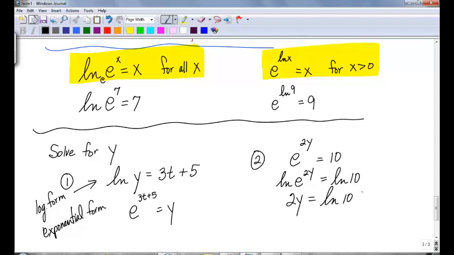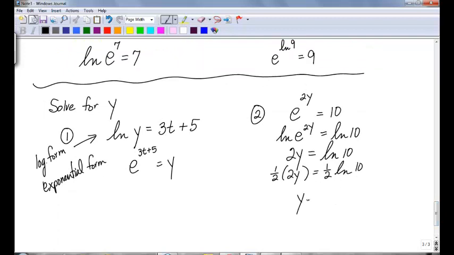Divide by 2 or multiply by a half. This is probably easier for you to understand if I multiply by a half. It's going to look like this, and you're going to get y equals, third law of logarithms, this goes back up here. So it's the natural log of 10 to the half power. What's anything to the half power? Square root. So y equals the natural log of the square root of 10.